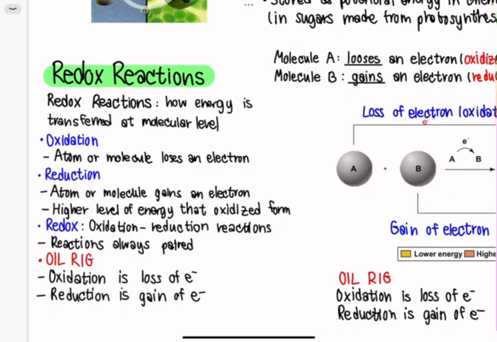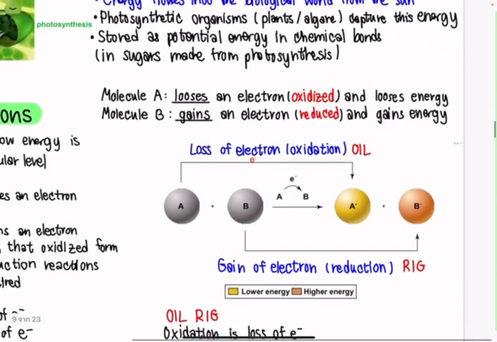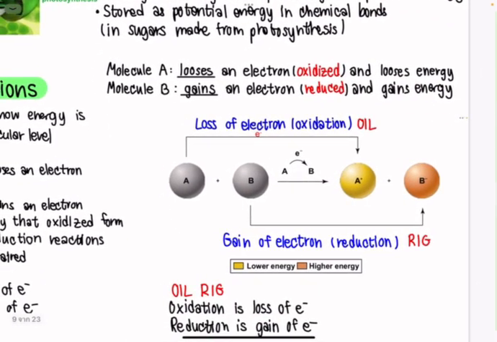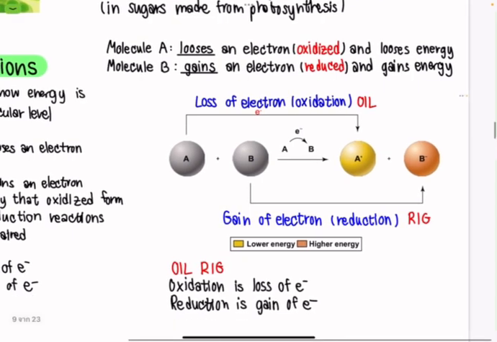Redox. Oxidation and reduction reactions always occur as a pair. Oxidation is loss of electron. Reduction is gain of electron. Molecule A loses an electron, is oxidized, and loses energy. Molecule B gains an electron, is reduced, and gains energy.